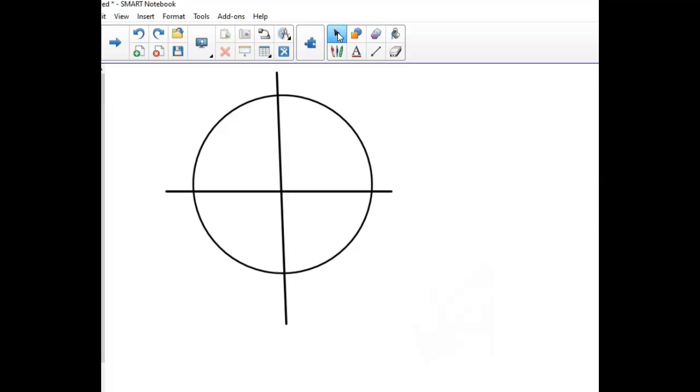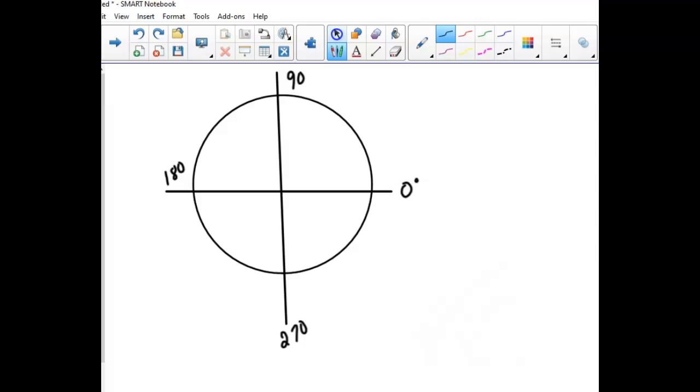Okay, so just looking at circular functions, how many degrees are in a circle? 360. So we're going to start here on the terminal side, and that's going to be 0 degrees. And if we go all the way around, then it will be 360 degrees. So counting by 90, we're going to go counterclockwise, 0, 90, 180, 270.